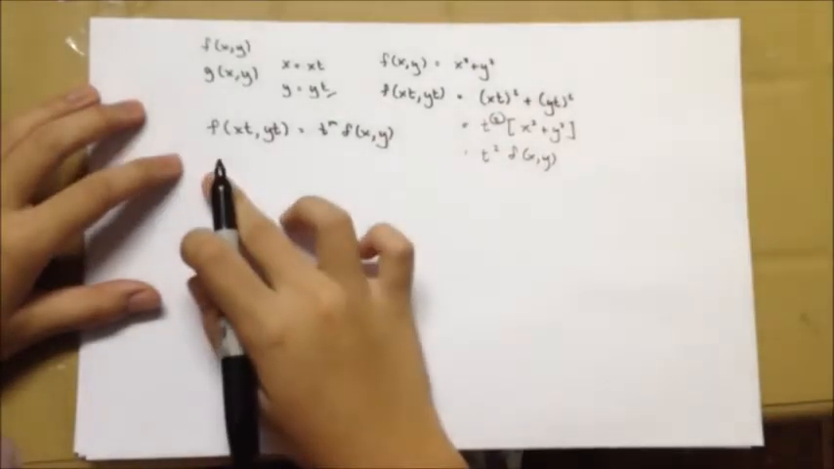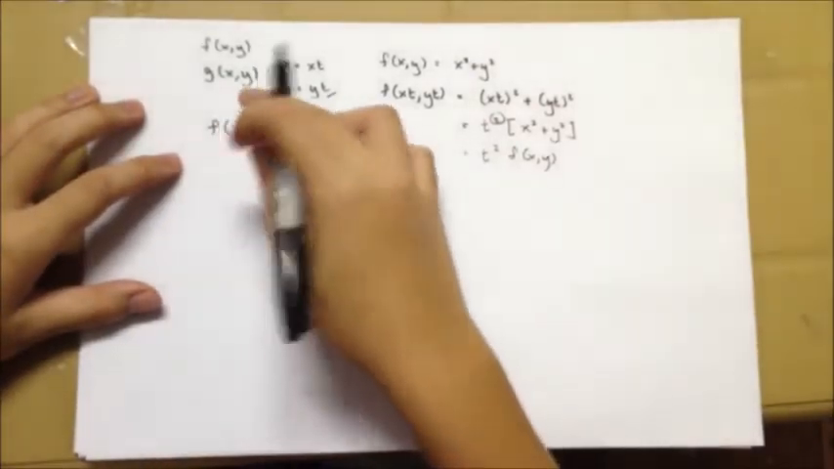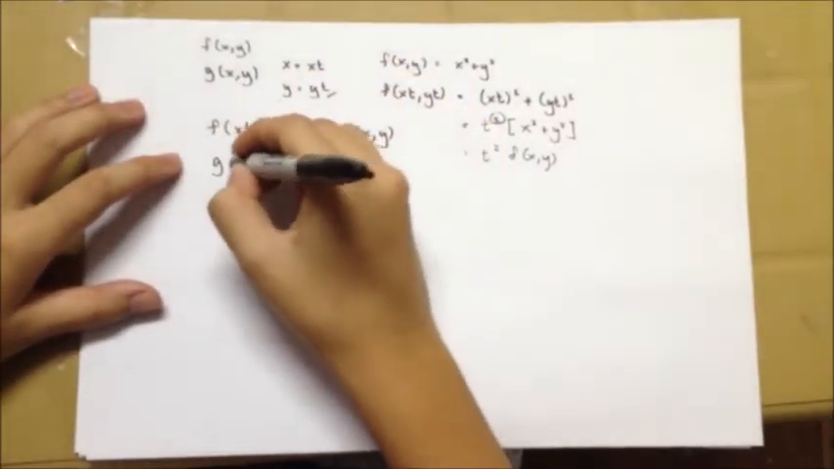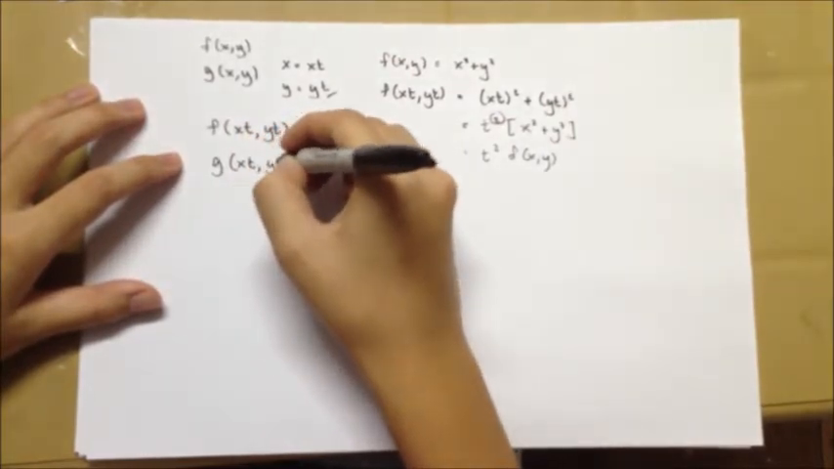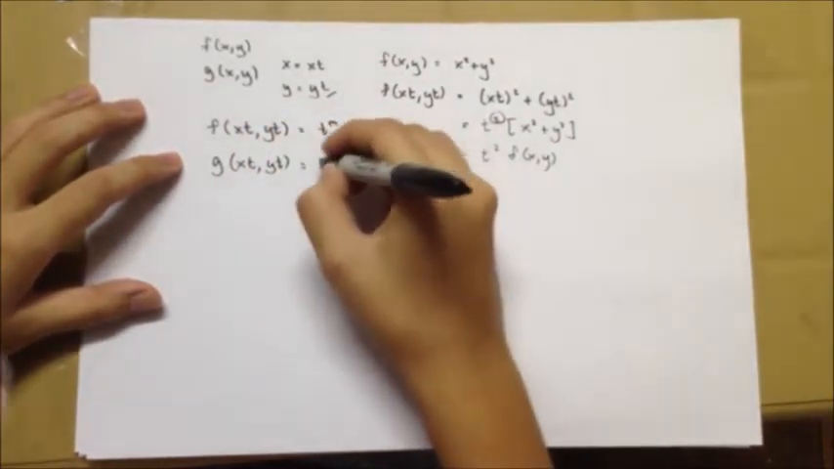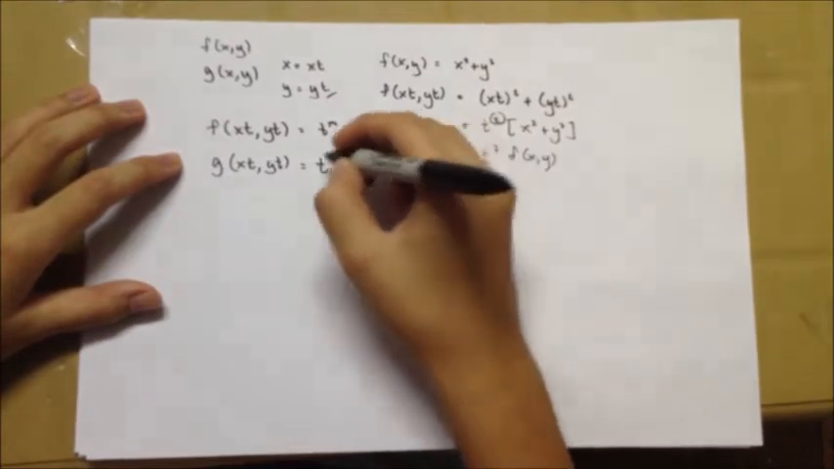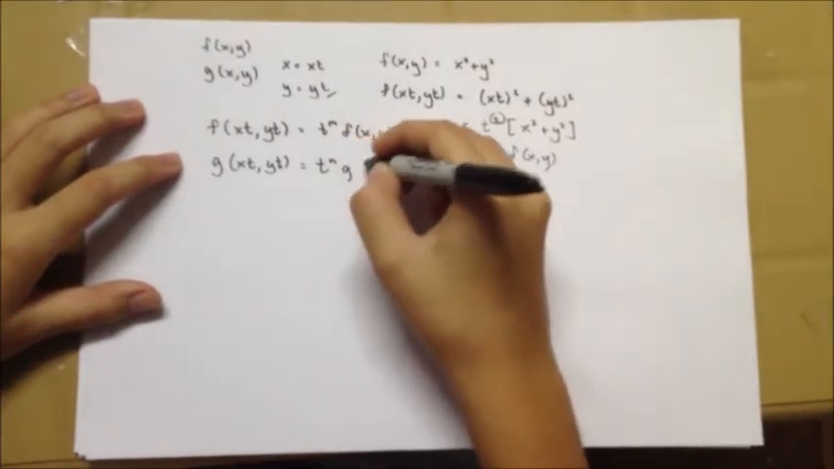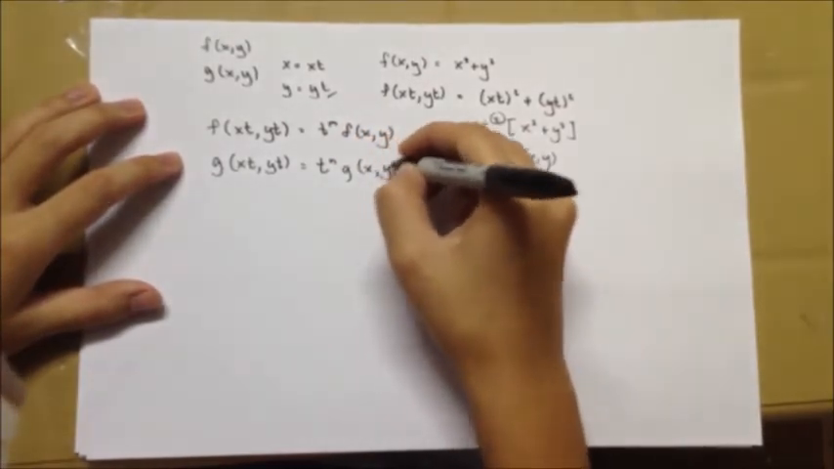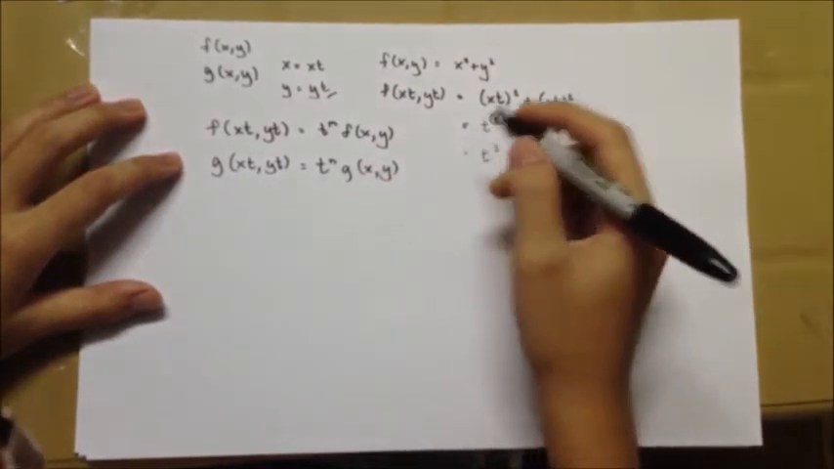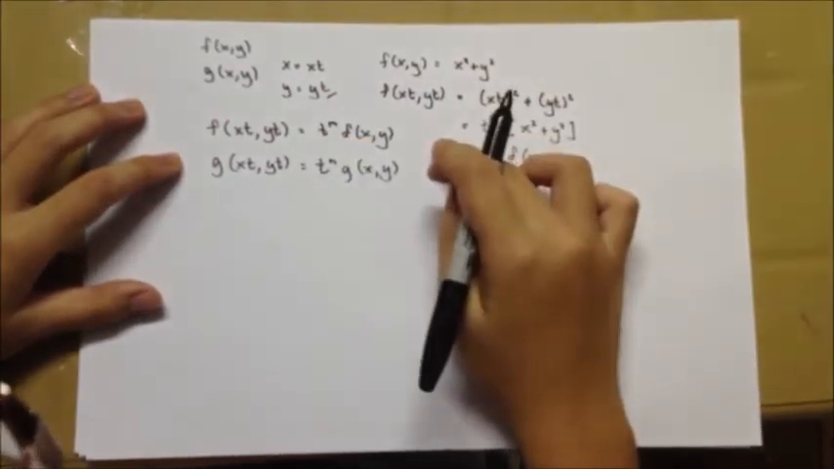Now similarly, doing the same thing for your g of xy, we'll also obtain g of xt and yt. This is equal to t raised to some degree, say for example n, times the function of your g of x and y. Now the problem wants us to divide these two homogeneous functions.